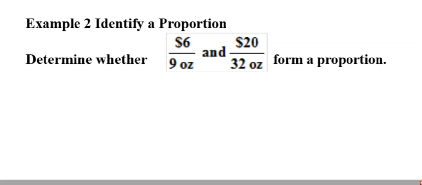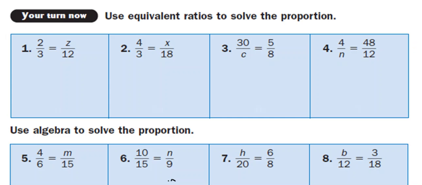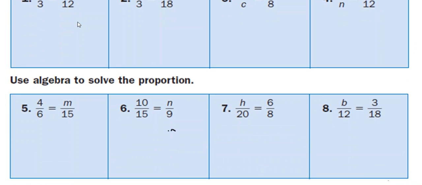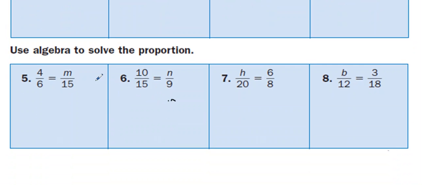So let's do a couple of them. Let's look at these together. We're going to solve these by cross multiplying. So 6m has to equal 4 times 15, which is 90. I want to get m by itself, so the opposite of multiplying by 6 is to divide by 6. So m has to equal 15.